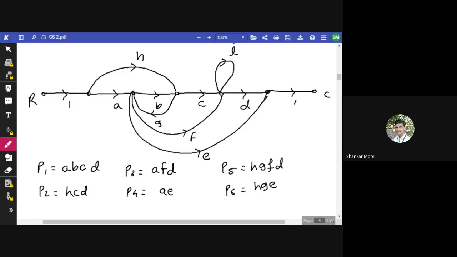Okay, two loops you have found out. Let me just write it here, so that it will be easy for you to not repeat the loops. Okay, so L1 is BG and L2 is I. Apart from these two loops, any other loop is there?